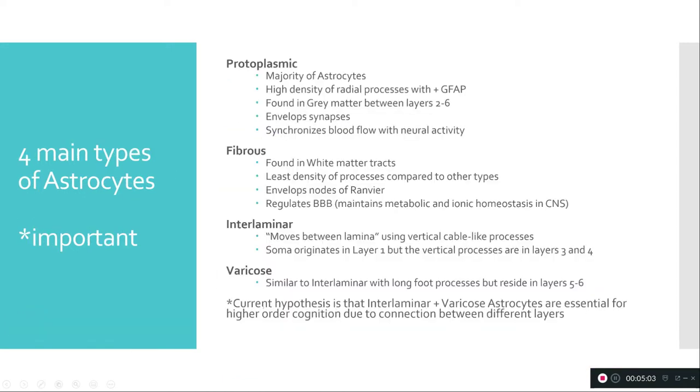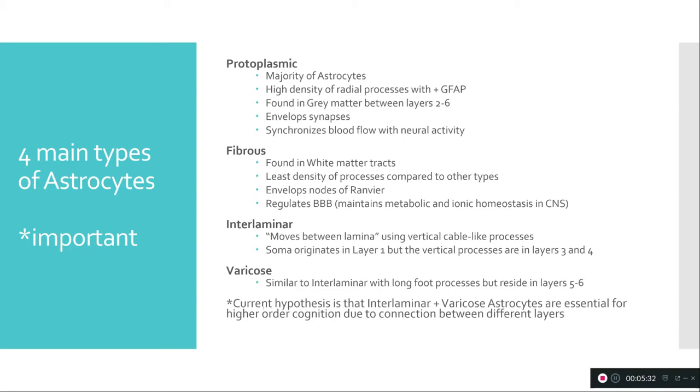So here are the four main types. This is super important. So if you're going to focus on anything, try to get these down first. So there's protoplasmic, there is fibrous, there's interlaminar, and there are varicose astrocytes in the human brain. In different mammals, for example, rats, mice, they're going to have different number of types of astrocytes and probably less than we do. But we, as humans, have about four main types. There may be some subtypes, so we're going to focus on the four main types of astrocytes.